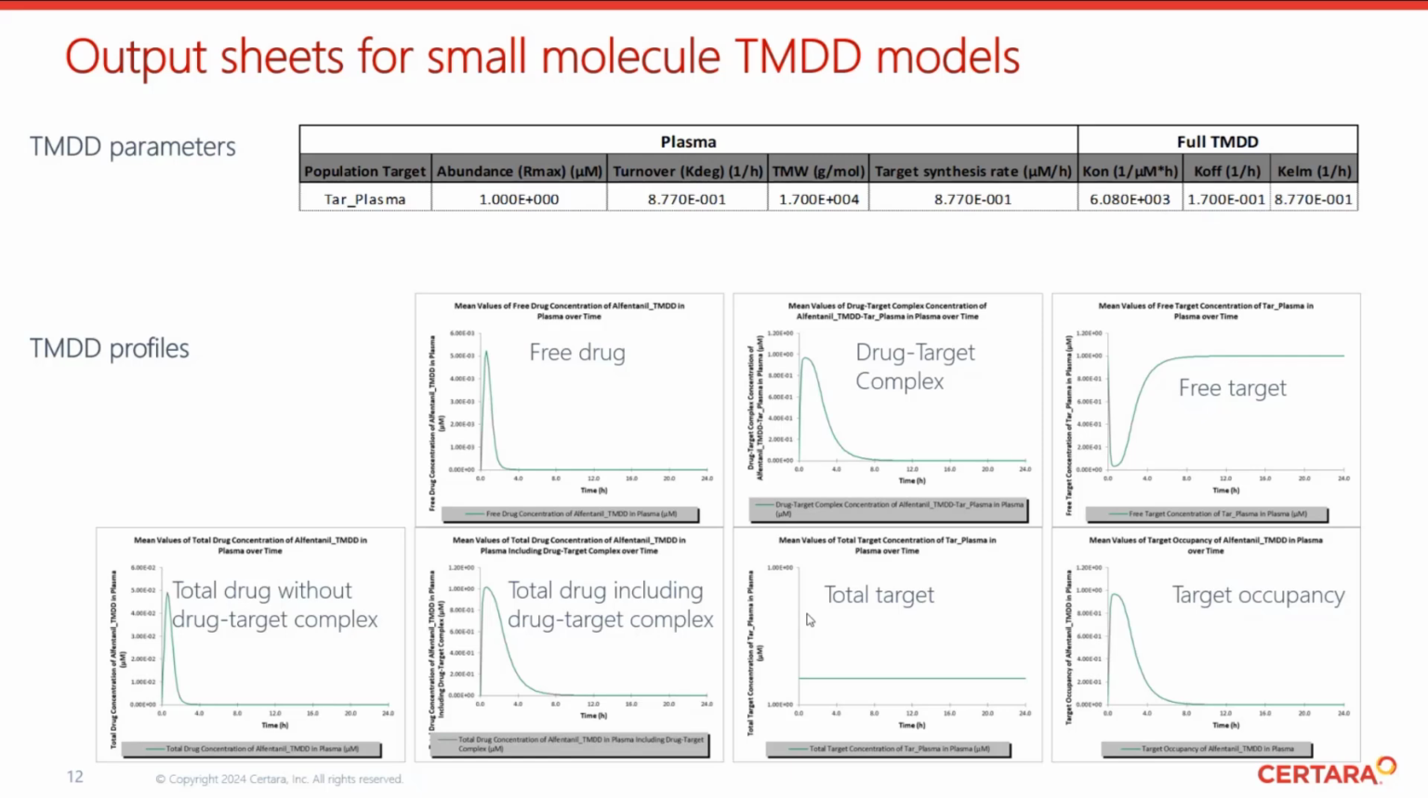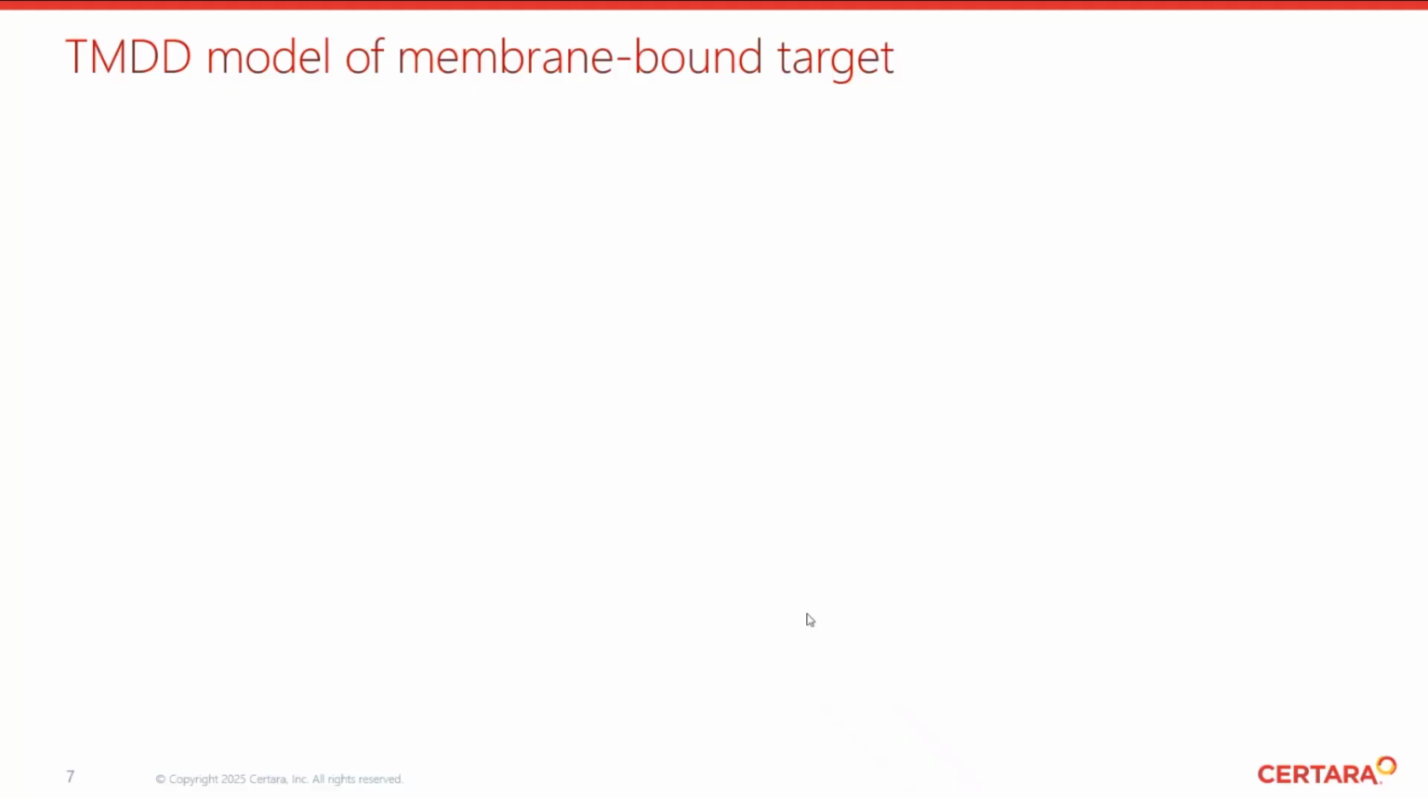Maybe I could ask another thing about the large molecule part. There are many cell surface targets for anti-cancer treatment, and those targets shed their extracellular domain as soluble targets. So can we model the ADC, the antibody drug conjugates, with a membrane bound target shedding? Yeah, so I will show you this schematic of the target shedding model.